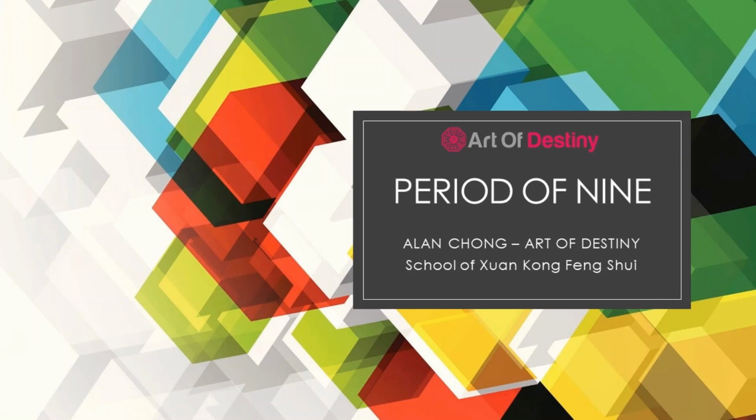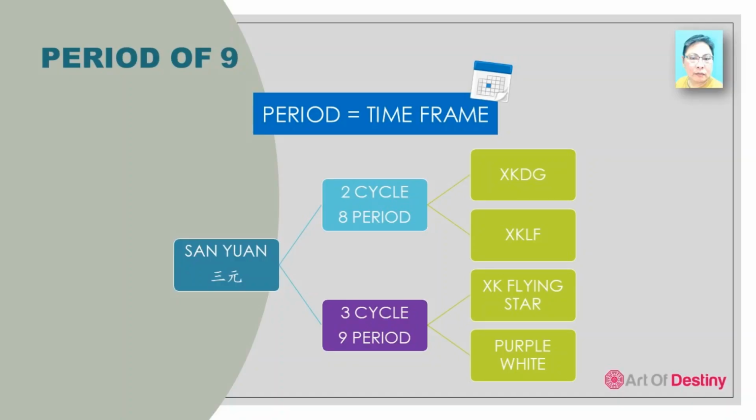Okay, now, period of 9 in the Feng Shui context is referring to a time frame. It is not referring to a biological phenomenon that happens every month, or to the periodic table in chemistry, right? In Feng Shui, it is just a time frame.